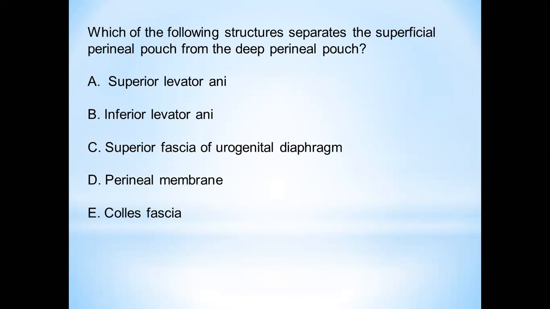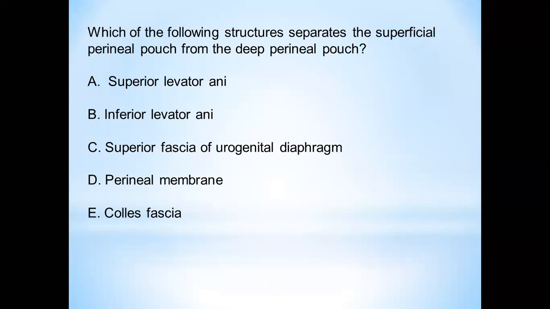Which of the following structures separate the superficial perineal pouch from the deep perineal pouch? Superior levator ani? No. Inferior levator ani? No. Superior fascia of urogenital diaphragm. Perineal membrane, Colles fascia. D, perineal membrane. Yeah, excellent. Very brilliant. Perineal membrane is the one which separates both superficial and the deep perineal pouch.